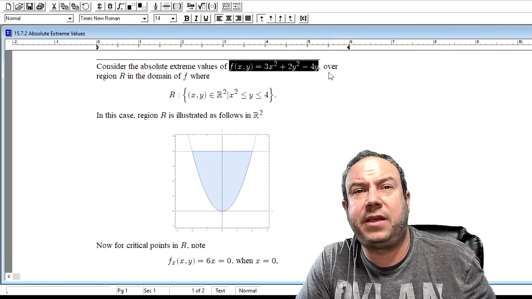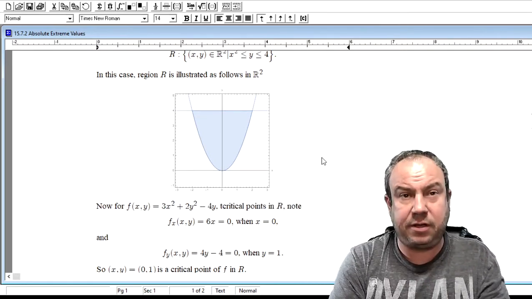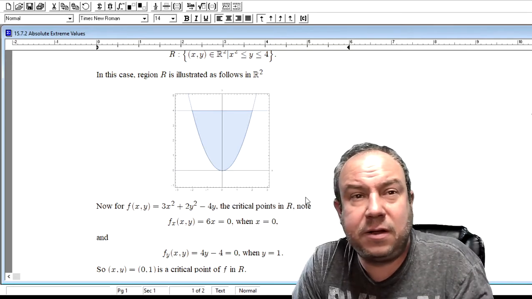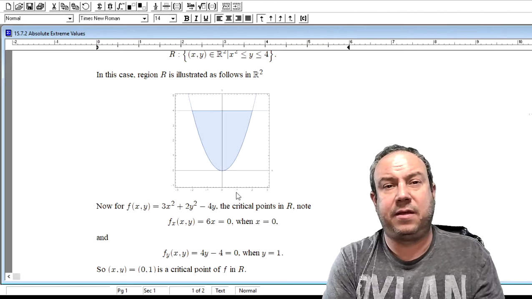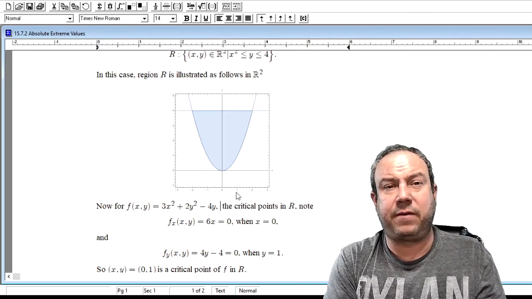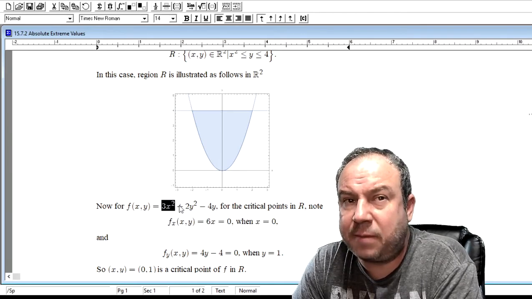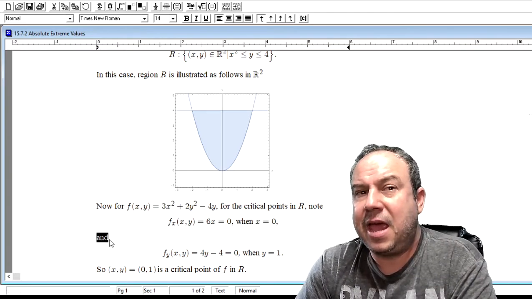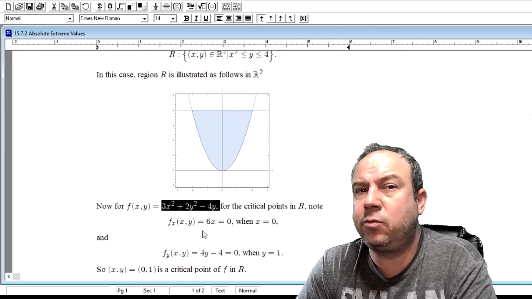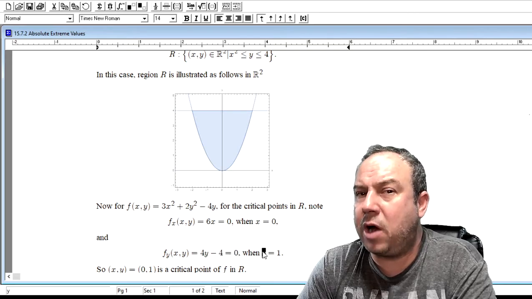Let me bring this down here. Note for this function, the critical points in R, we'll say it this way. For the critical points in R, note the first partial with respect to x will just come from this term. That'll be 6x, and that equals 0 when x equals 0. And the first partial with respect to y for this function will be 4y minus 4. And 4y minus 4 equals 0 when y equals 1.